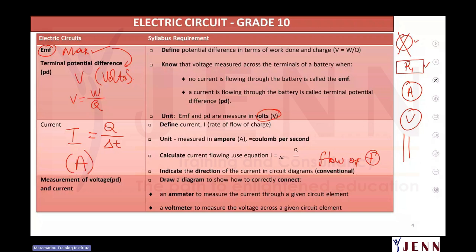From there, it says in grade 10 that you are expected to know how to draw a circuit diagram correctly, indicating how the ammeter must be connected. Now, the ammeter, like I said earlier, must be connected in series. We'll also touch on the two types of connections. It must be connected in series, and the voltmeter must be connected across. We will just touch a little bit on that so that we have enough background.